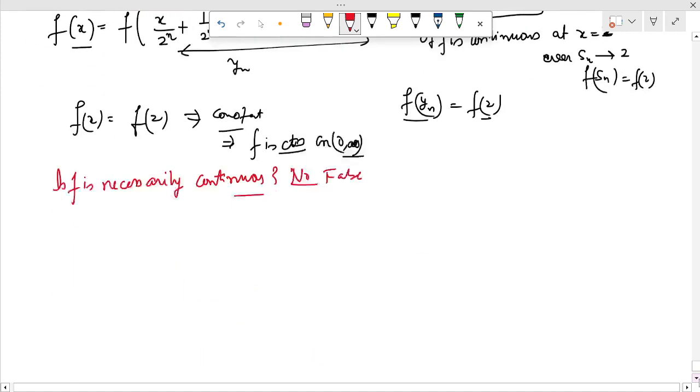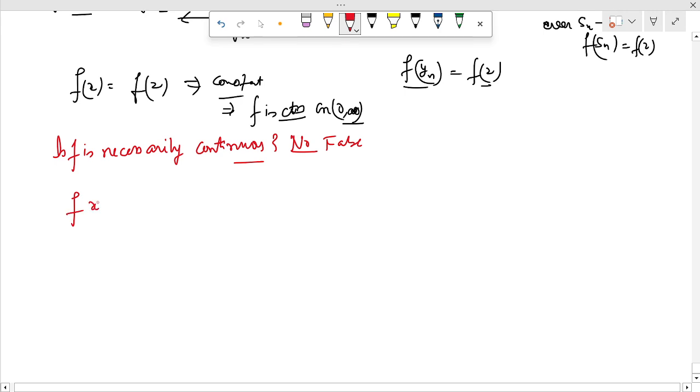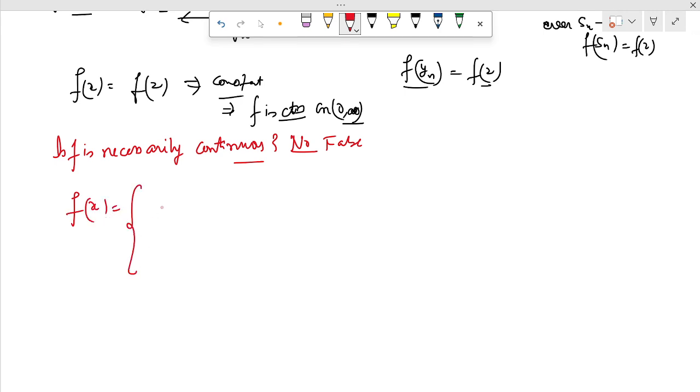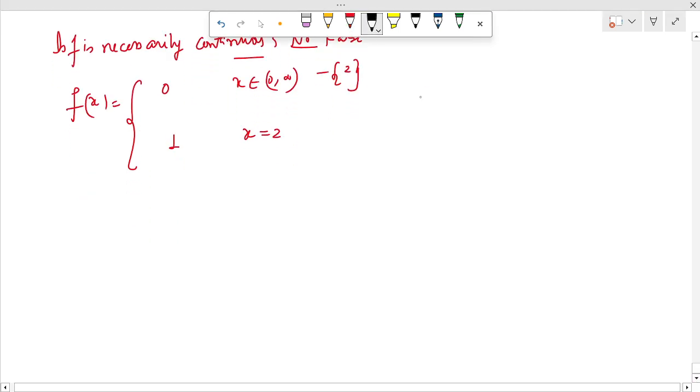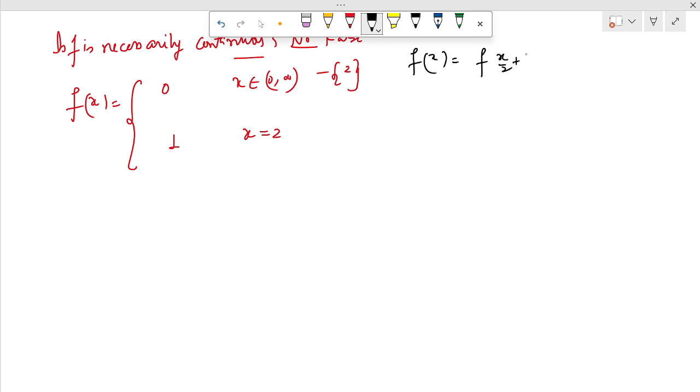Just construct an example which is discontinuous at 2, because we know that if f is continuous at 2, then f is necessarily continuous. So I'll simply try to bifurcate this. So at 2, take it as 1. I'm just using this particular function. Clearly, does it follow this definition? I'll show you. So let us first write x belonging to 0 comma 2 union 2 comma infinity.